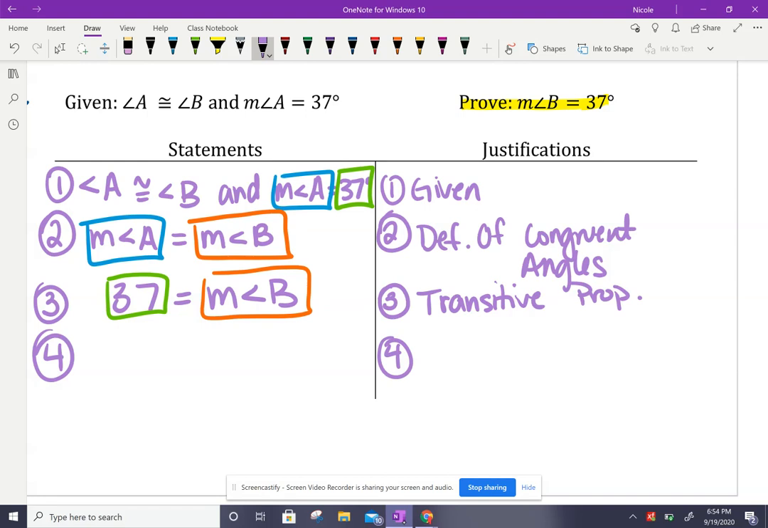So now, again, I'm trying to get that proof statement to match, which has the measure of angle B on the left-hand side. So I'm going to need to swap sides. And once I do that, because we are switching, the symmetric property is what we used. That provides us all of the information we need for our proof for the definition of congruent angles.